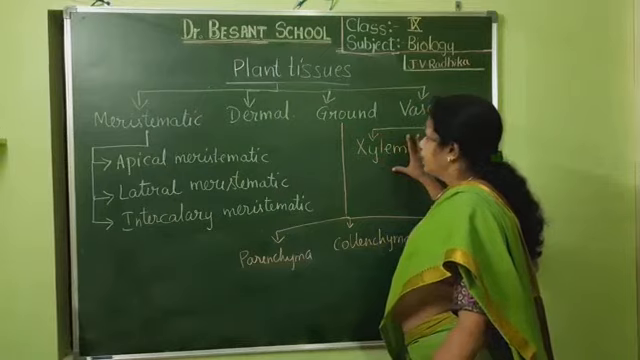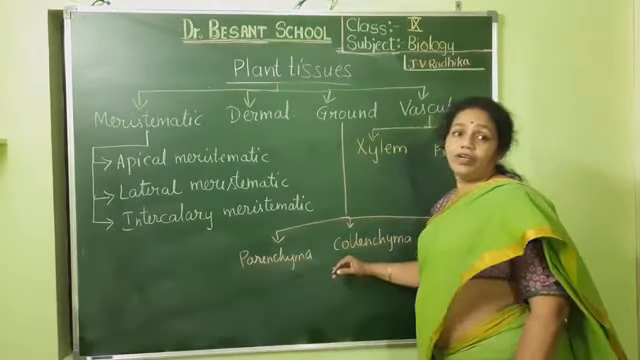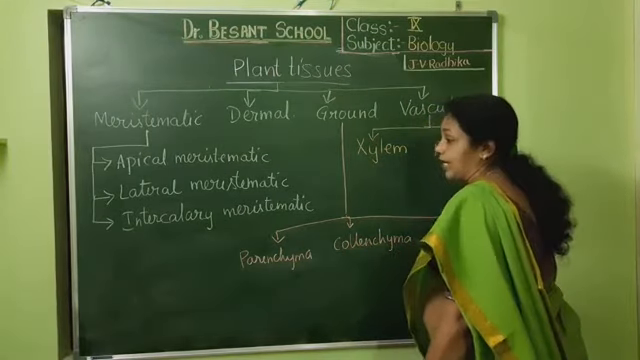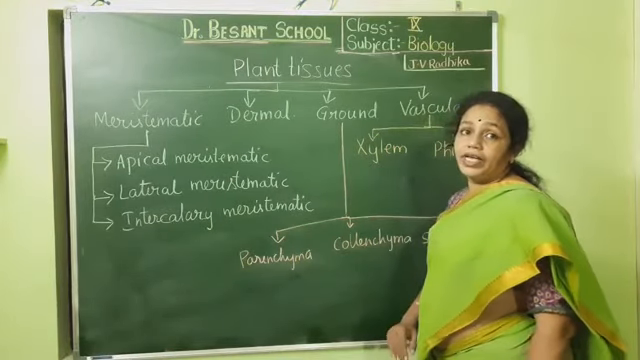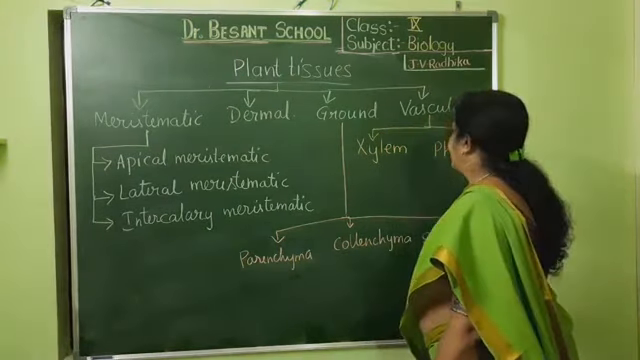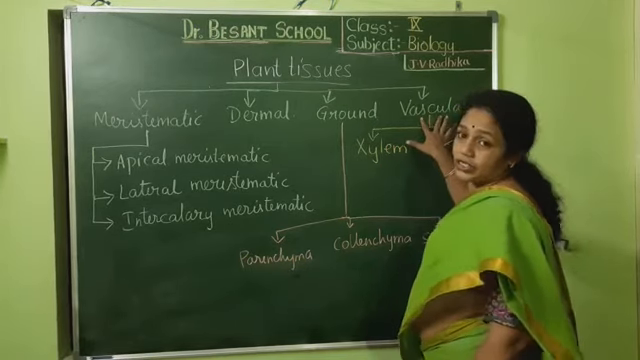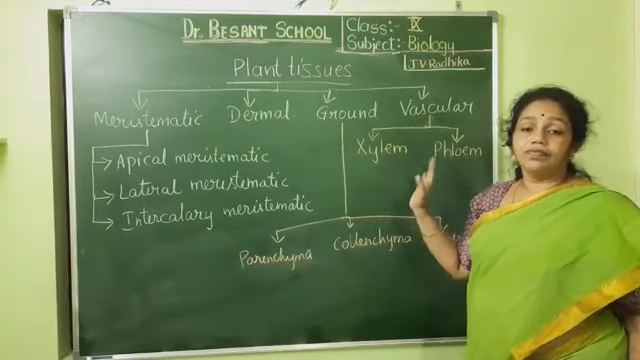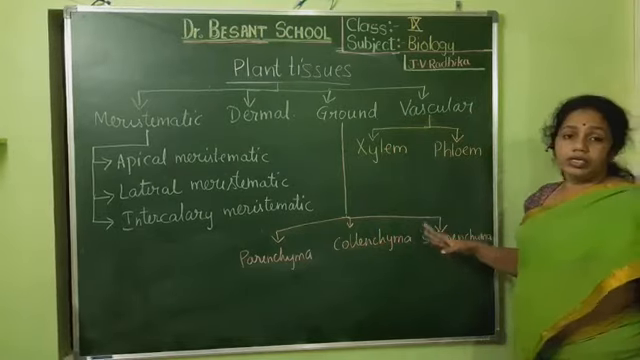Next one is the ground tissue, which is again made up of three types of tissues. They are parenchyma, collenchyma and sclerenchyma. Depending upon their structure, they are different from each other. That we shall be studying later. The third one is the xylem and phloem under the vascular tissue, that helps in the transportation of food materials, water, etc. in the plants. So please note this down.